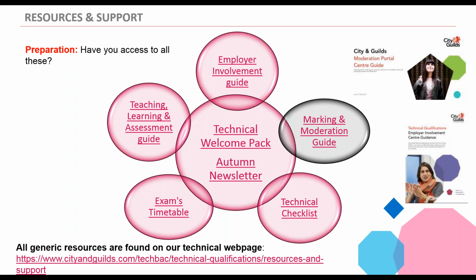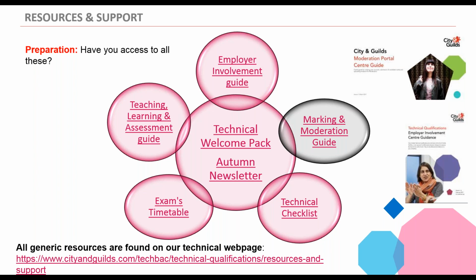We have our Marking and Moderation Guide, and this has changed slightly this year. We have upped the sample size to a minimum of 12 learners. So if you have 100 learners doing a technical in hairdressing, then we want to see a minimum sample size of 12 learners. And I'm going to talk you through that in a moment.